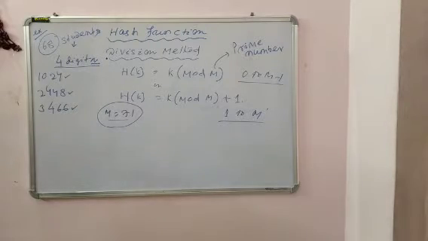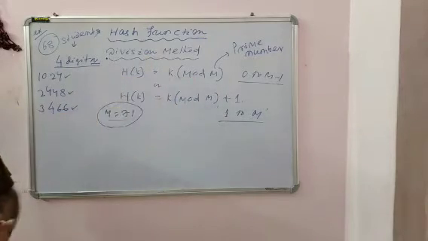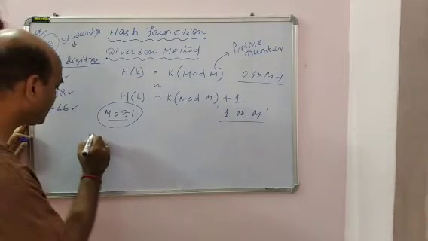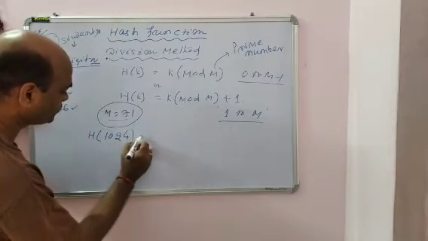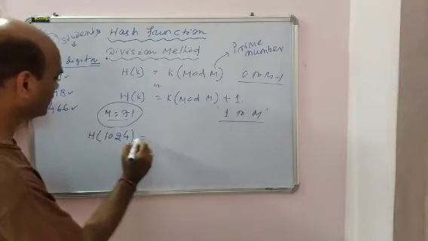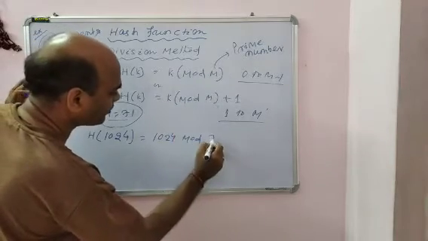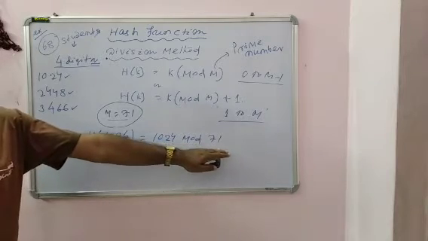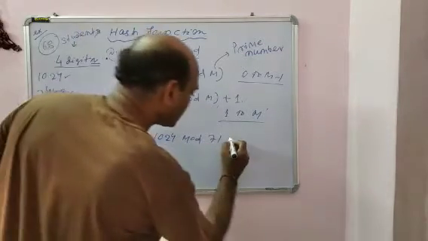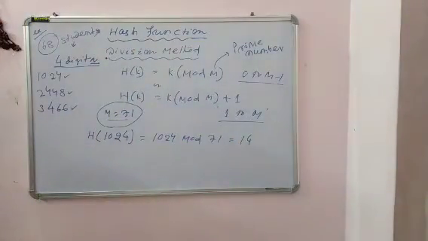Put the formula h of k equals k mod m. Suppose k is 1024. Then h of 1024 is 1024 mod 71, where m is 71. You can divide 1024 by 71. I have already calculated the result, which is 14. So h of 1024 is 14.